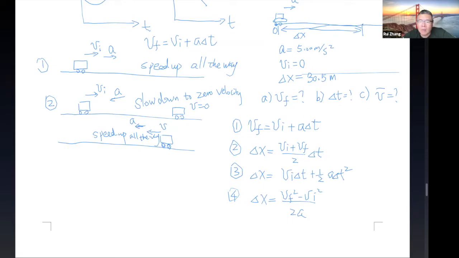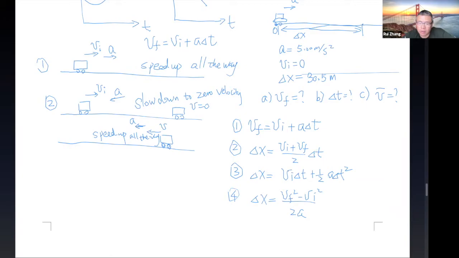But there's delta T here, so delta T is the unknown. So this formula has two unknowns, and it's going to be hard for us to use this directly. Let's look at the second one. Again, it has the unknown VF, that's good. We do know VI, we do know delta X, but this delta T is also unknown. So we cannot use this one.